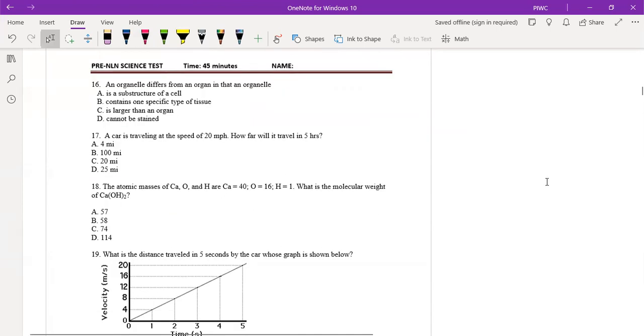Okay, number 16. An organelle differs from an organ in that an organelle, A, is a substructure of a cell. B, contains one specific type of tissue. C, is larger than an organ. And D, cannot be stained. Organelle. And compare organ to organelle.